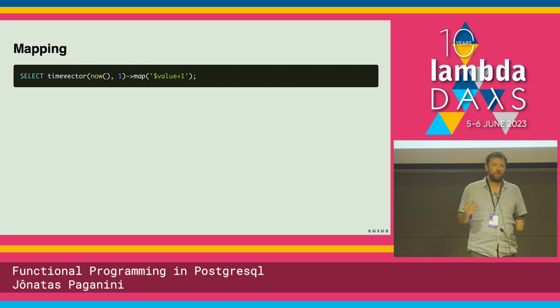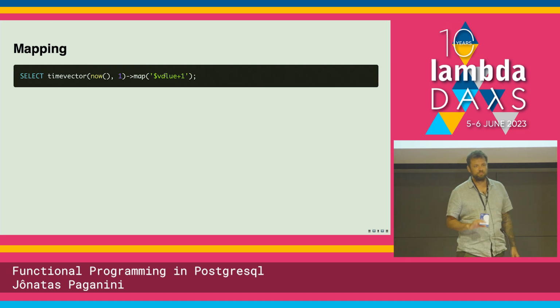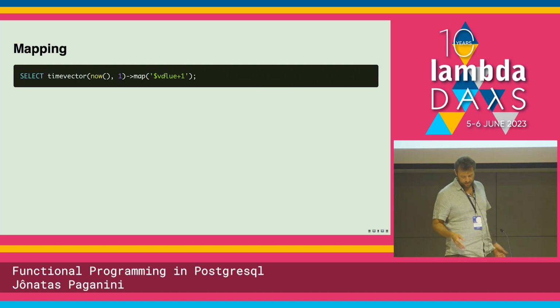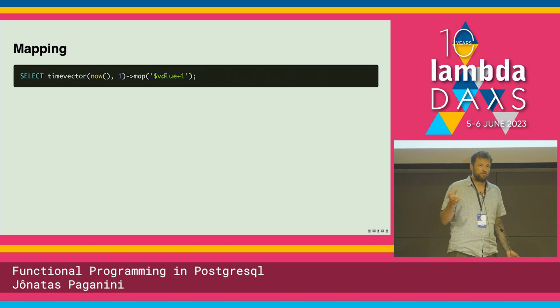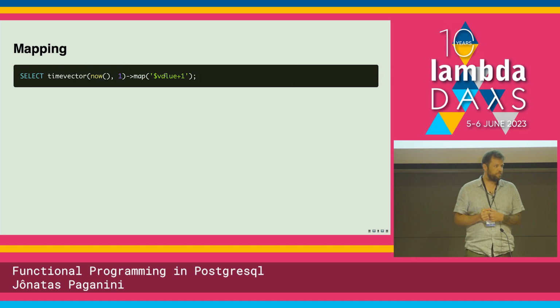So we can continue using arrow functions on this time vector type. We call the time vector summary, and then we have the possibility to use this small language that's running behind. Just to clarify, the toolkit is written in Rust. We use a framework named PGX.